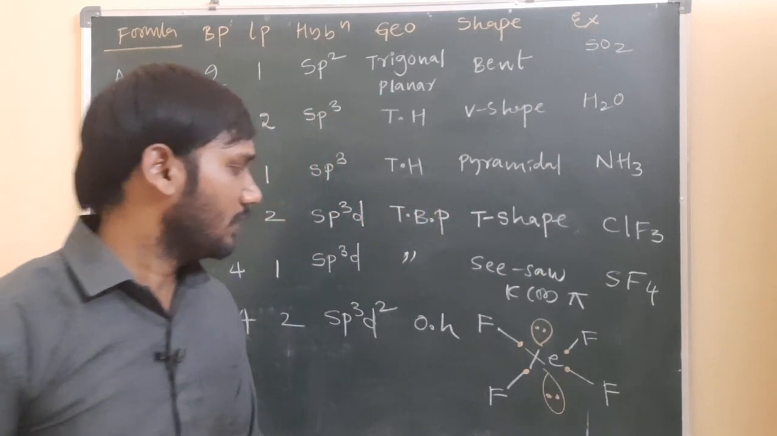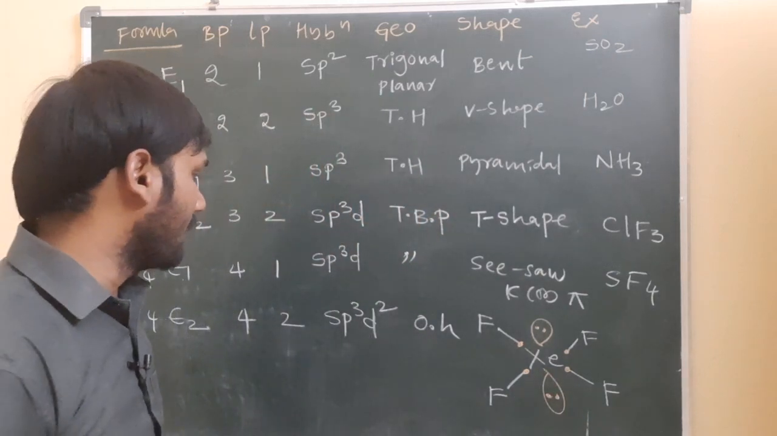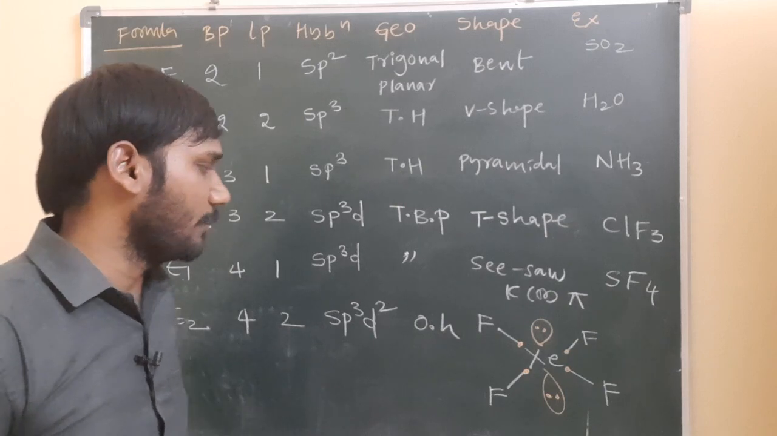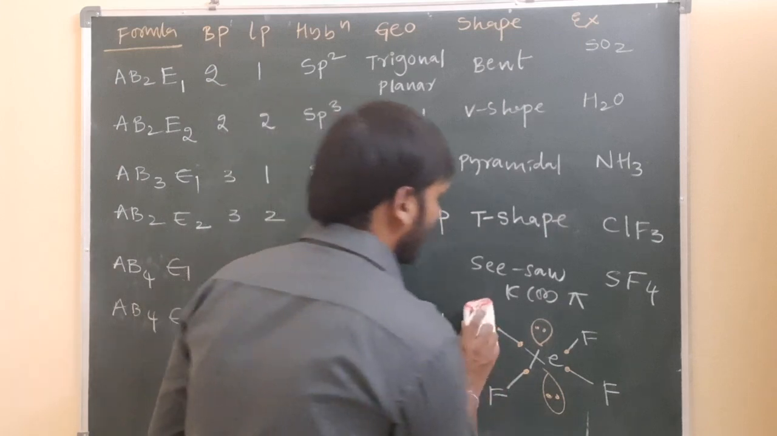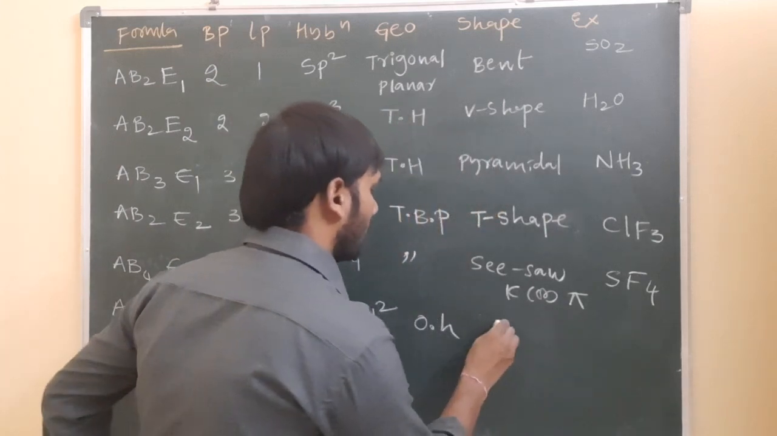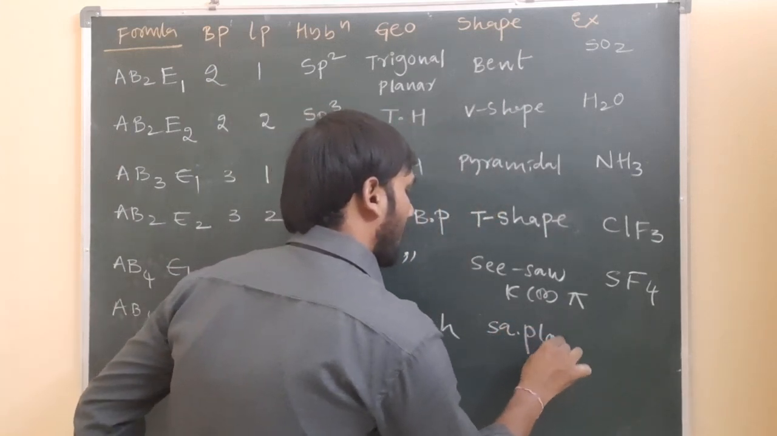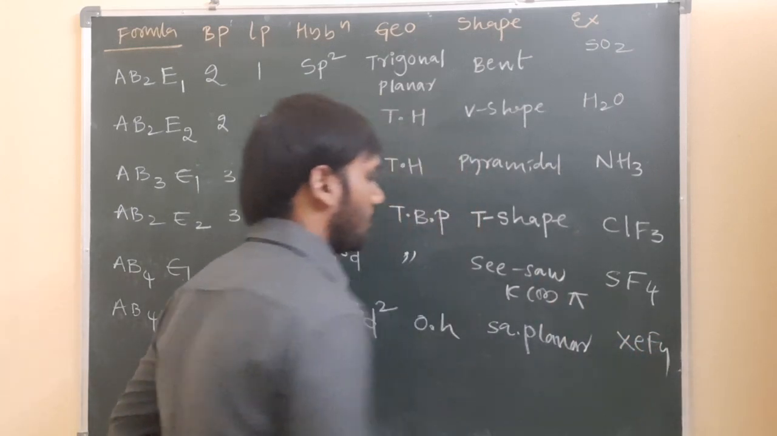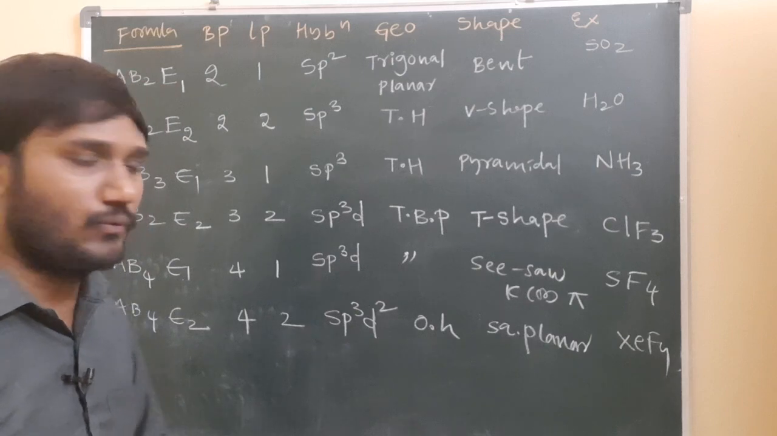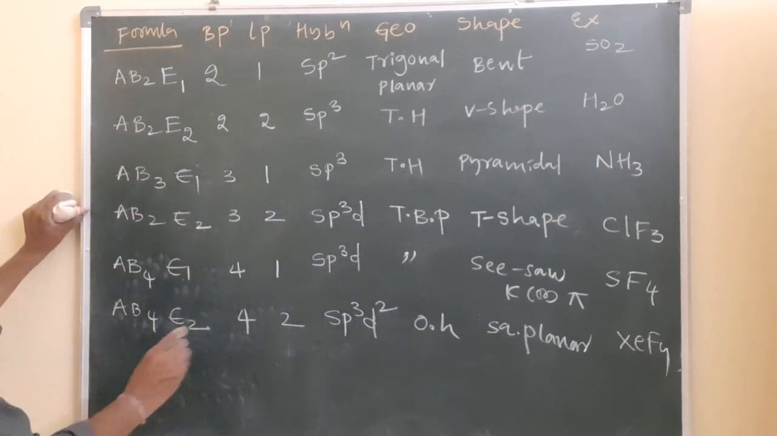This is the shape of the molecule having sp3d2 hybridization, with 4 bond pairs and 2 lone pairs. We can say this is square planar. What is the shape of the molecule here? Square planar. When 4 bond pairs and 2 lone pairs are present, the shape of the molecule is square planar. Example XeF4. And AB4E2 is completed.